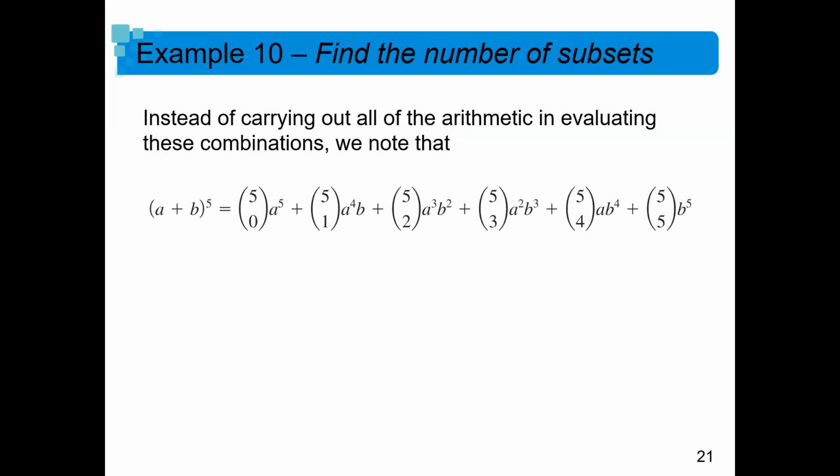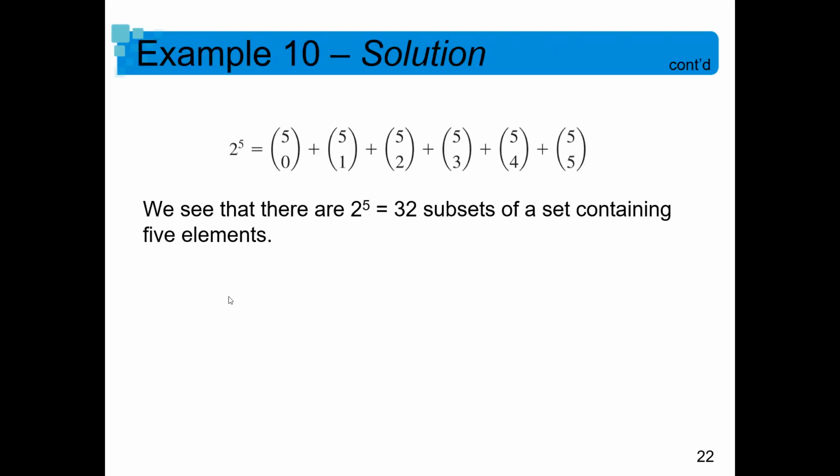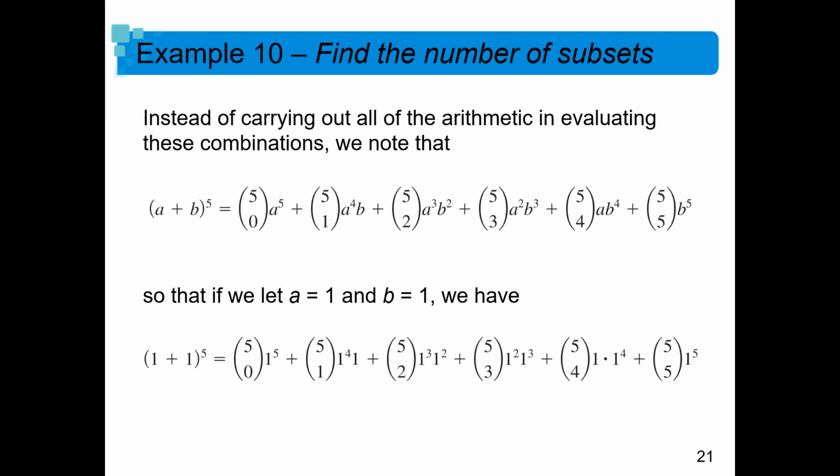5. Now, if you expand a plus b raised to the 5, we get the expression on the right-hand side of the equation. We have 5 choose 0 a to the 5th, 5 choose 1 a to the 4th b, plus 5 choose 2 a cubed b squared, and so on and so forth. And to simplify this, to isolate 5 choose 0, 5 choose 1, 5 choose 2, 5 choose 3, 5 choose 4, 5 choose 5, we can let a equal 1 and b equal 1. And if we do that, a plus b becomes 1 plus 1, and a to the fifth becomes 1 to the fifth.